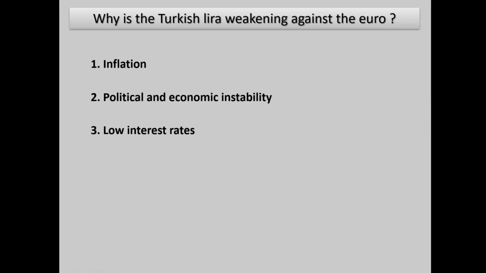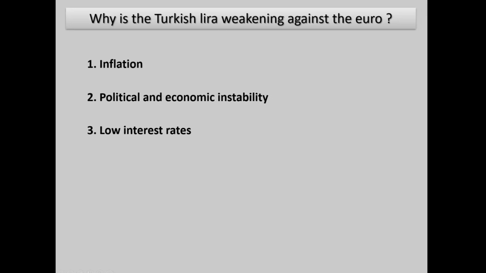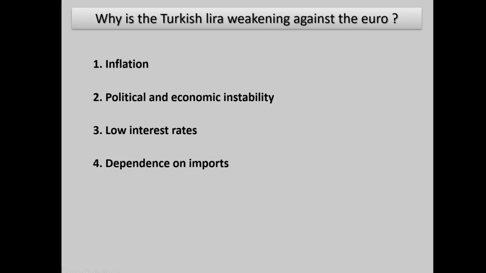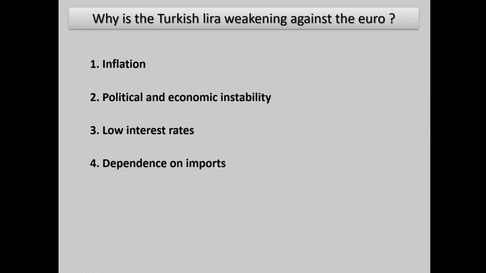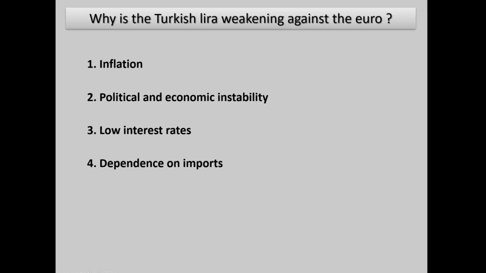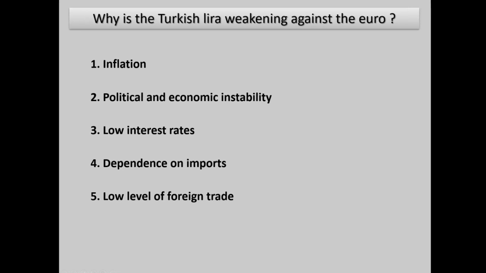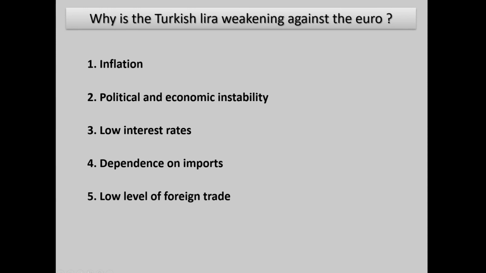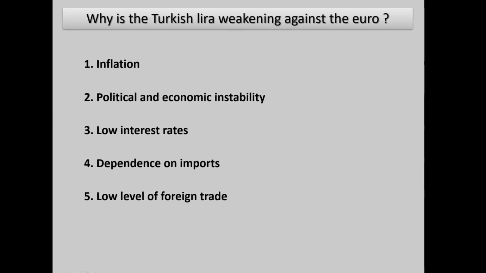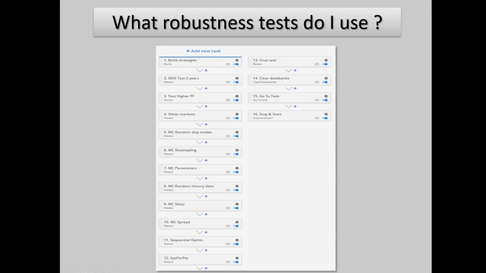Turkey has low interest rates, so investors are looking for higher yields in other countries. Turkey is heavily dependent on imports, which means it needs large amounts of foreign currency to pay for its foreign needs. Turkey has a low level of foreign trade because the country is unable to export as much as it needs to import. The second step is robustness testing.